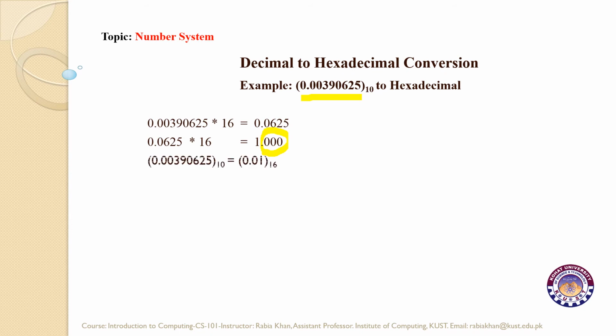Compile the results in top-down manner. So 0.00390625 in base 10 is equal to 0.01 in base 16. Keep in mind the point stays at its place. We only performed conversion of this part which goes towards the right of this decimal point. I hope the method is clear to you now.